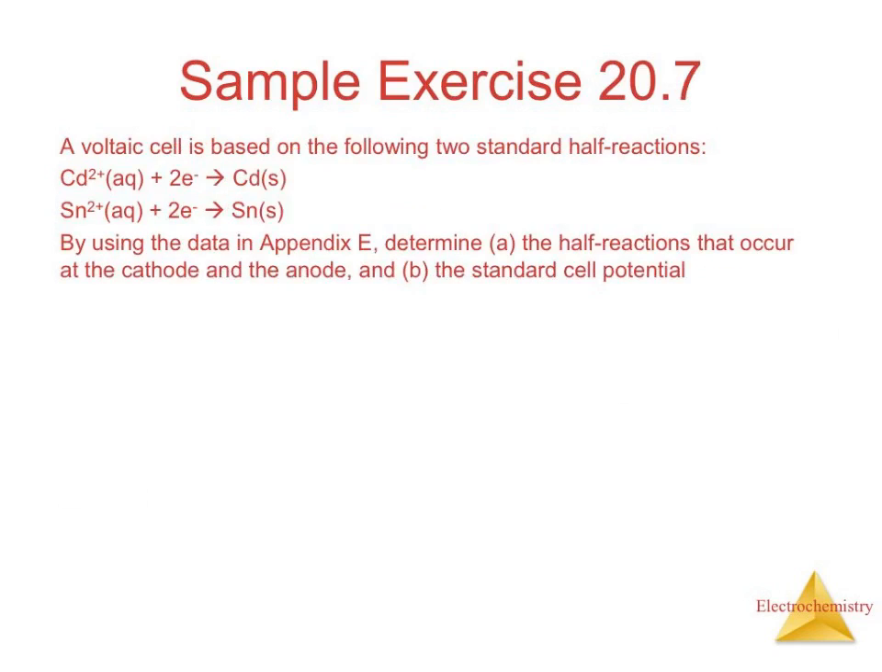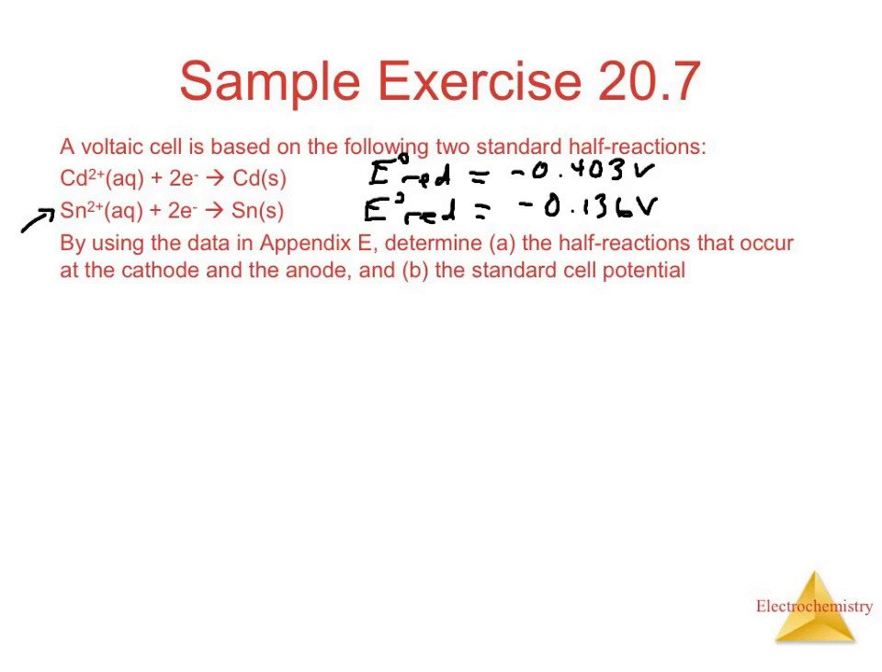The E0 reduction value for the Cd2+ is negative 0.403 volts. And then the reduction potential value for the Sn2+ is negative 0.136. So they're both negative, but the one that is the least negative, in other words, the one that's the bigger value, is going to be the Sn.